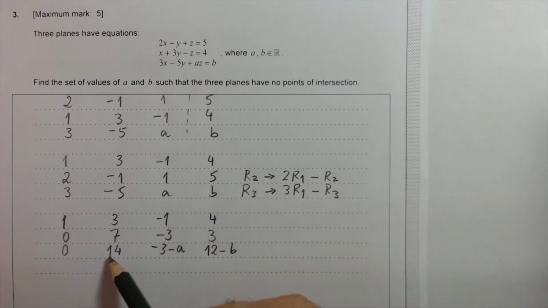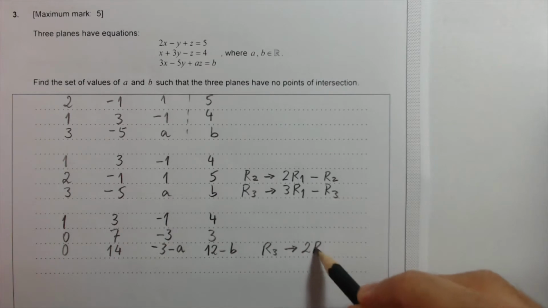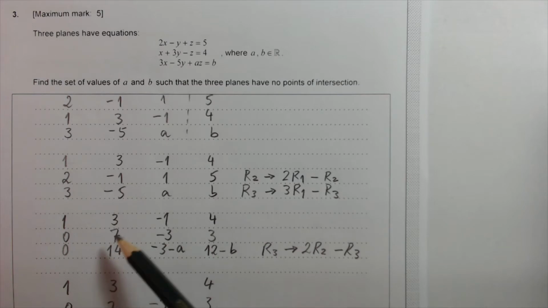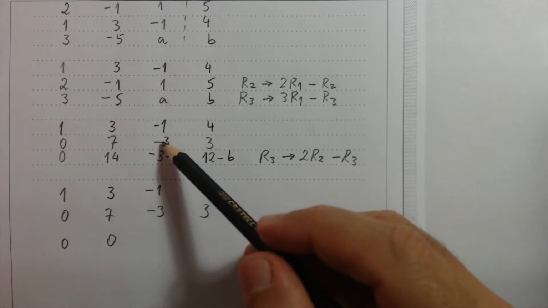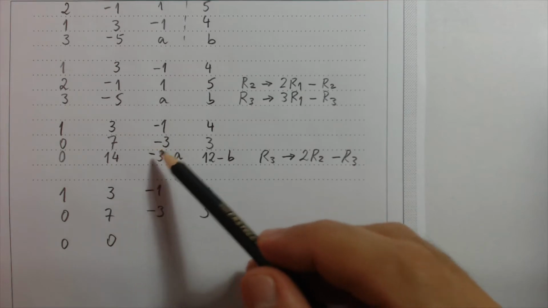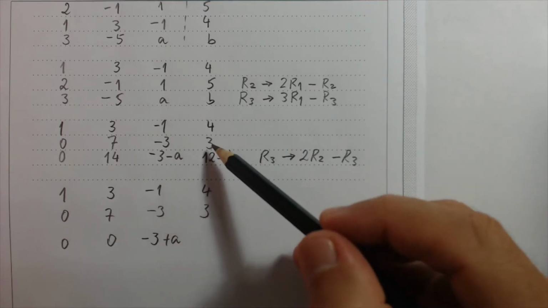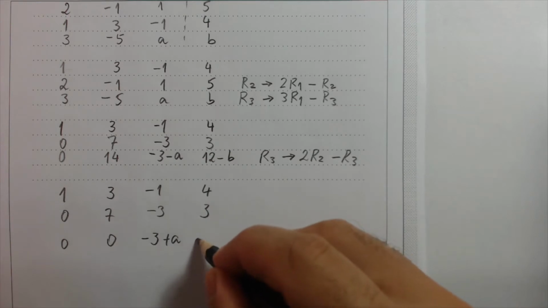Okay, now we have to make this number become 0, and that's simple because as this is 7, we can get row 3 and substitute row 3 by 2 times row 2 minus row 3. So I'm going to repeat the first line, the second, minus 3, 3. So 2 times 7, 14. 14 minus 14, 0. 2 times minus 3, minus 6. Minus 6 minus minus 8 is going to be minus 6 plus 8. And 2 times 3, 6. 6 minus 12 is minus 6 plus b.